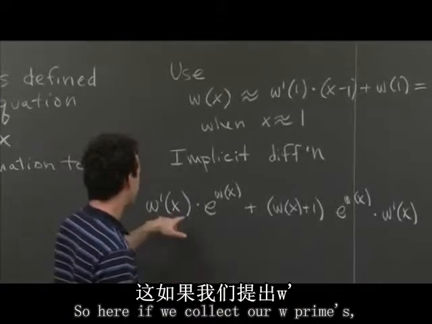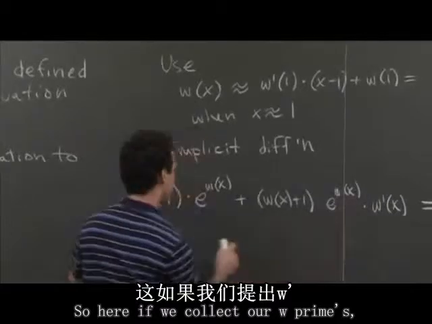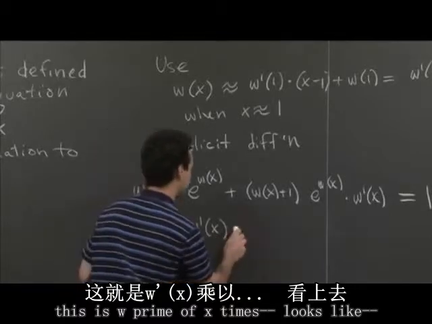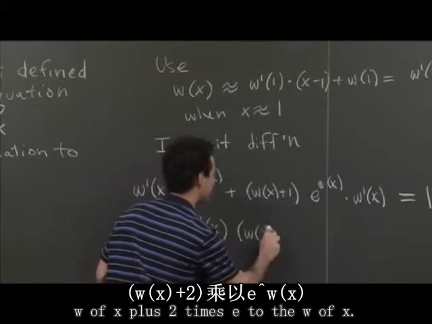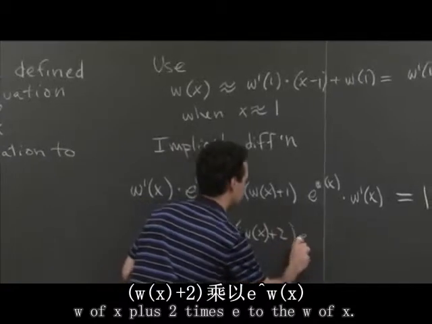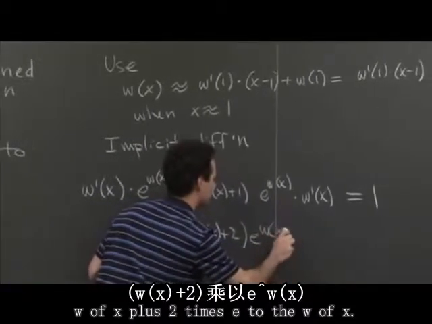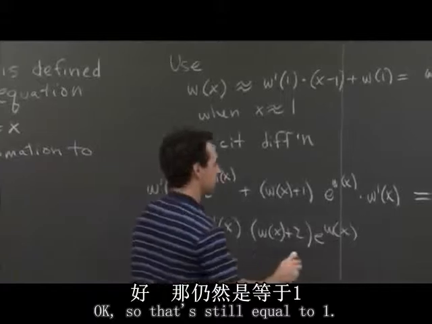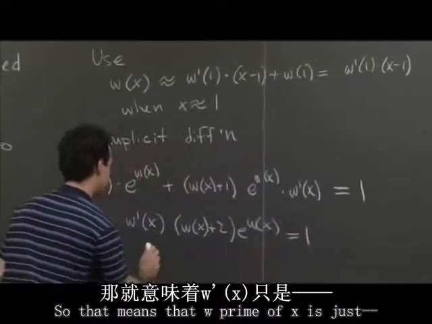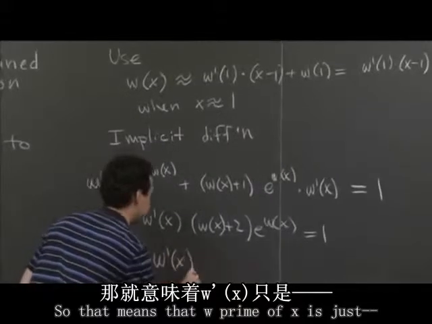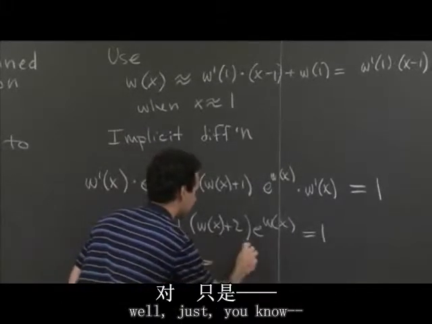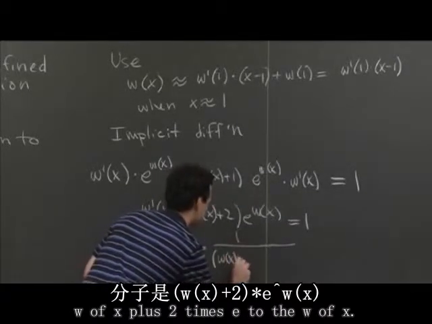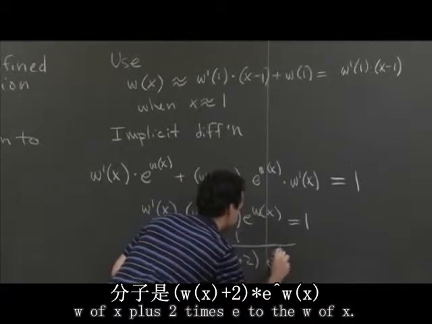So here, if we collect our w primes, this is w prime of x times, looks like w of x plus 2 times e to the w of x. Did I get that right? Looks good. OK, so that's still equal to 1. And so that means that w prime of x is equal to 1 over w of x plus 2 times e to the w of x.